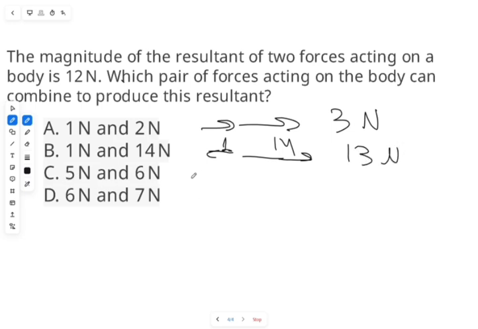And if you have 5 and 6, if you have 5 going to the right, and then 6 going to the right, then that would only equal 11 newtons. So D must be our answer, where some combination with an angle of these two would actually give us a net force of 12 newtons, because this is the only possible combination out of these four.